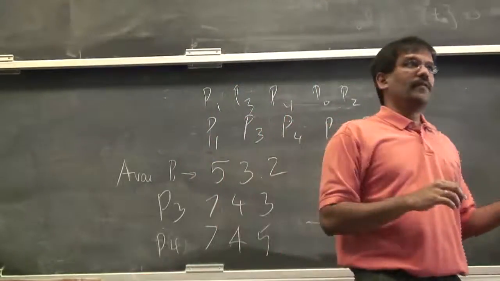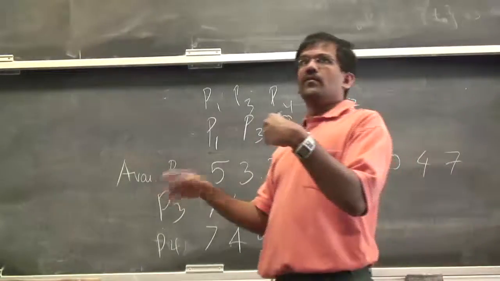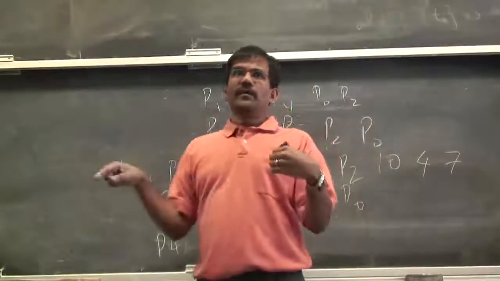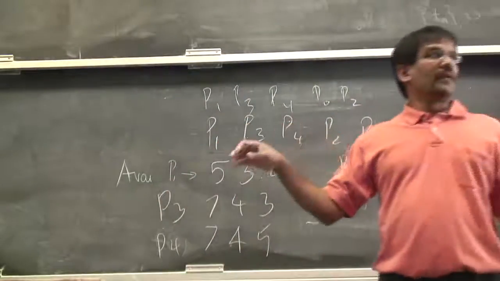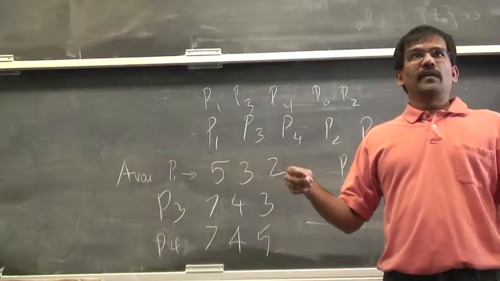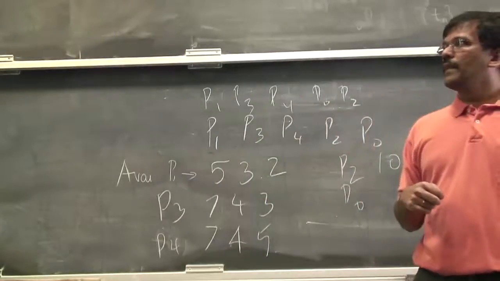So in the state diagram, if P1 is asking for a resource which is allocated to P2, then we have an edge from P1 to P2, right? Which says that P1 is waiting for P2. P1 is essentially waiting for a resource which is held by P2. Once it's released, it will come back, right?